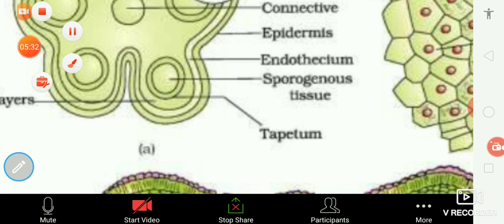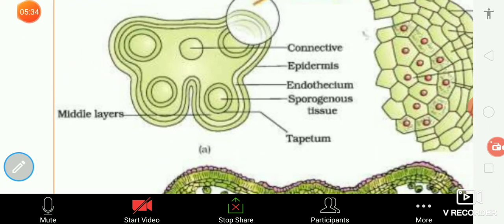How this sporogenous tissue helps to produce the pollen grains, we will see in the next class. But here, sporogenous tissue is present in the center of the microsporangium. That is also in diploid condition. Then the sporogenous tissue produces the pollen mother cell or microspore mother cell. Up to now it is for theory.